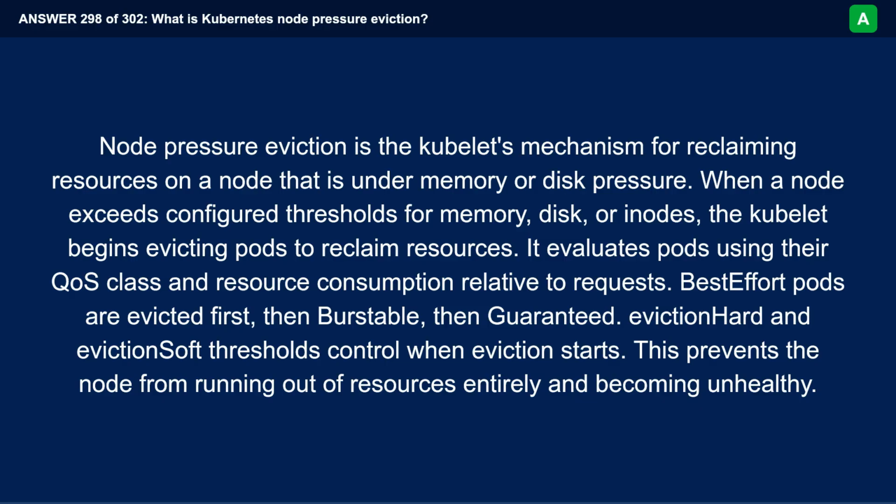It evaluates pods using their QoS class and resource consumption relative to requests. Best effort pods are evicted first, then burstable, then guaranteed. Eviction hard and eviction soft thresholds control when eviction starts. This prevents the node from running out of resources entirely and becoming unhealthy.